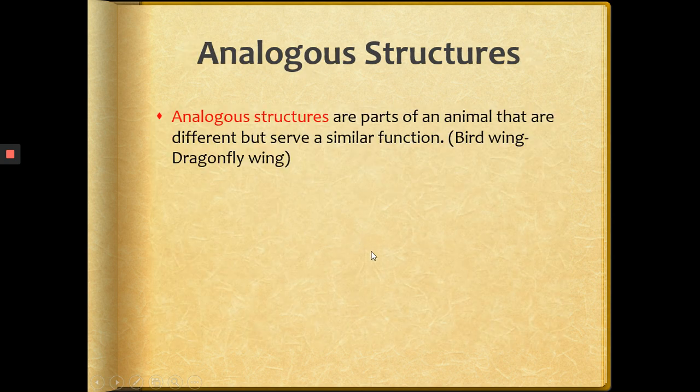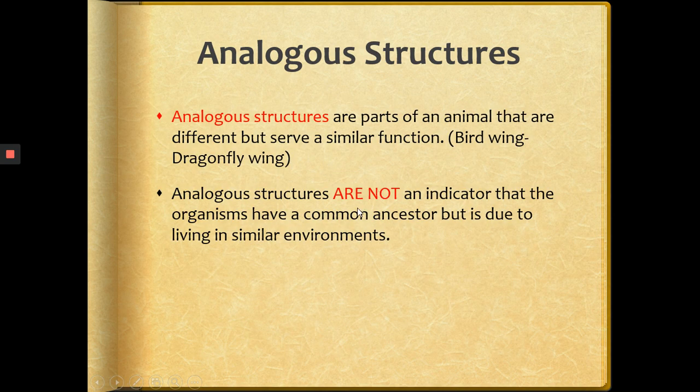Talking more about analogous structures, analogous structures are an example of convergent evolution. Animals that are different, but the structures serve a similar function. A bird's wing and a dragonfly's wing. These 2 organisms are not closely related at all, but have evolved wings to make them better suited for their environment. And like I said before, analogous structures are not an indicator of a common ancestor. Rather, it's due to the fact that they live in similar environments.